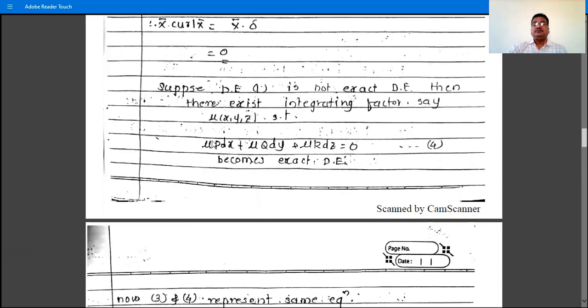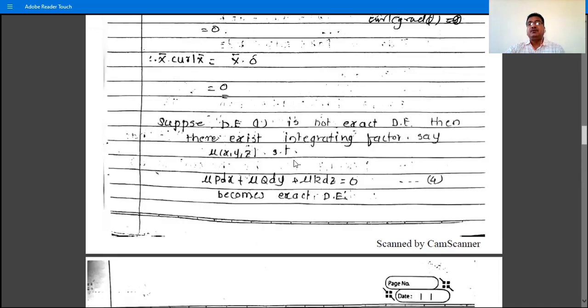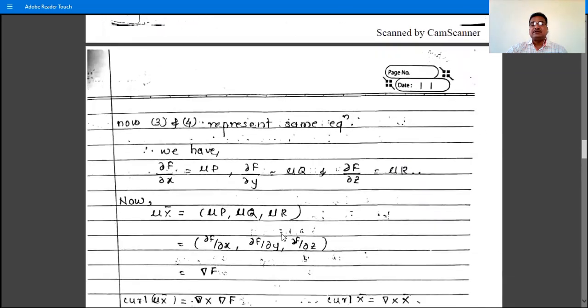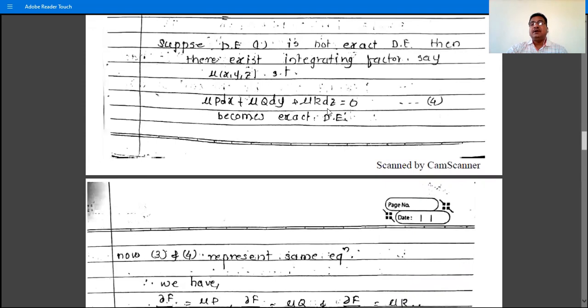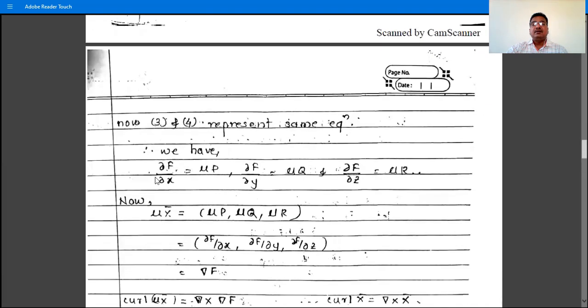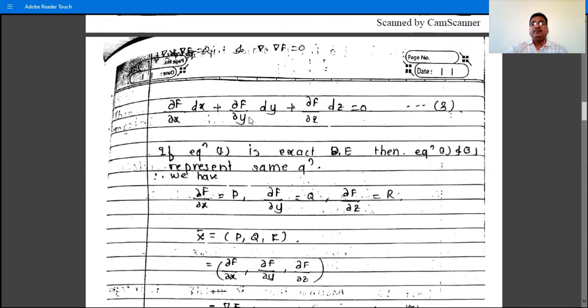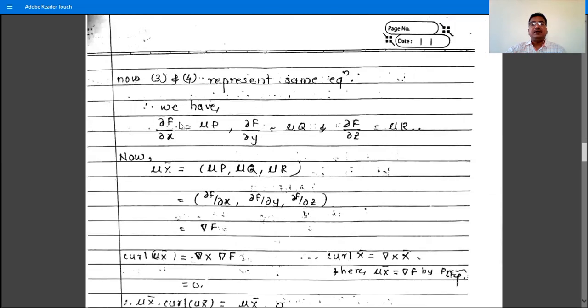Now this equation number 4 and equation number 3, because this equation number 4 becomes exact. It is exact means we have ∂f/∂x, this equation number 4 and 3 represent the same equation, and therefore we have ∂f/∂x is μP, ∂f/∂y is μQ, ∂f/∂z is μR, and therefore μX̄ is μP plus μQ plus μR.